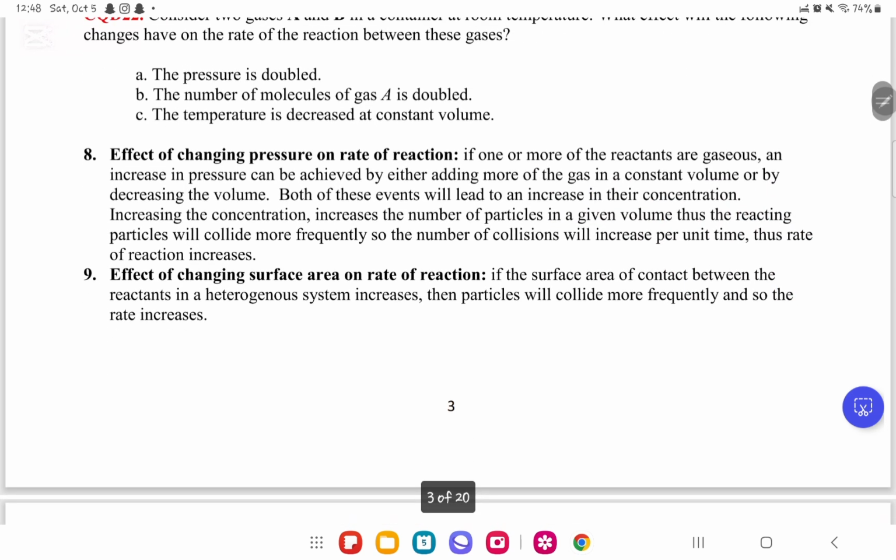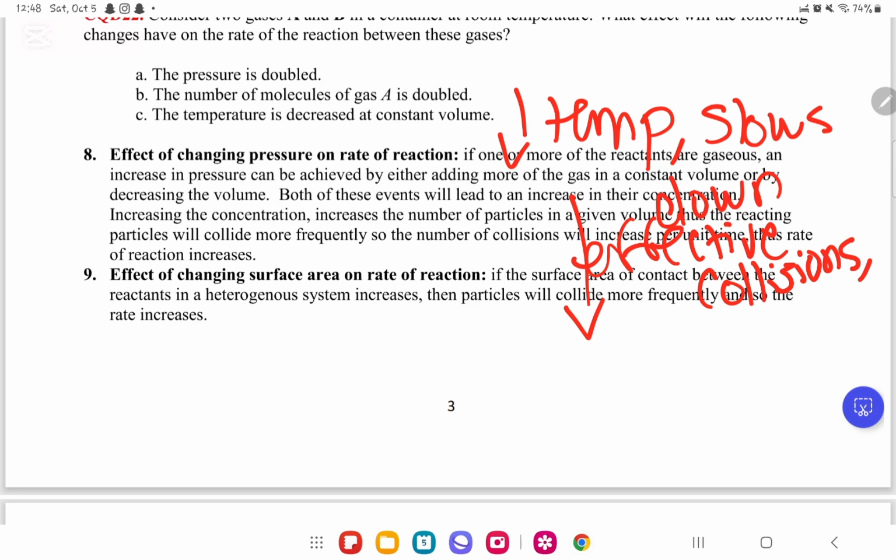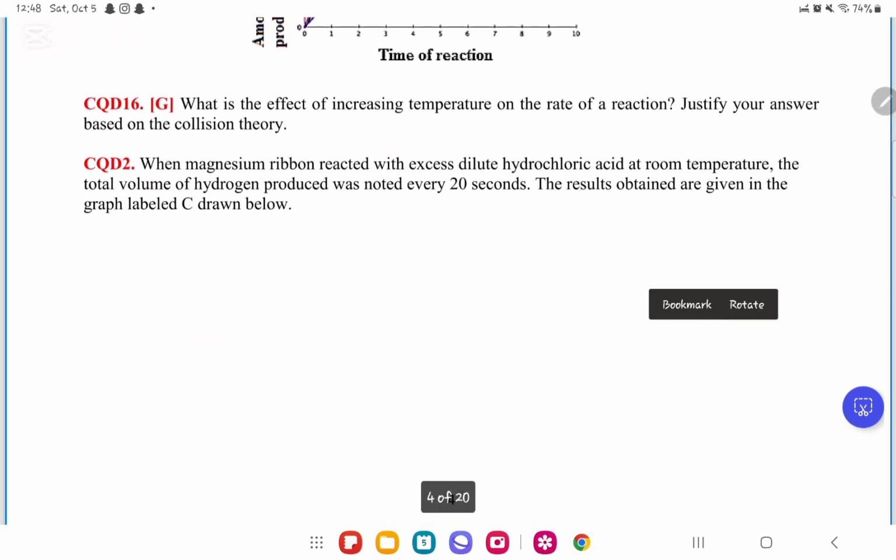Part C, the temperature is decreased at a constant volume. Since the volume didn't change, but the temperature is decreased, a decrease in temperature will slow down effective collisions. So since they decrease, we say that the reaction rate decreases. That was for CQD number 22.